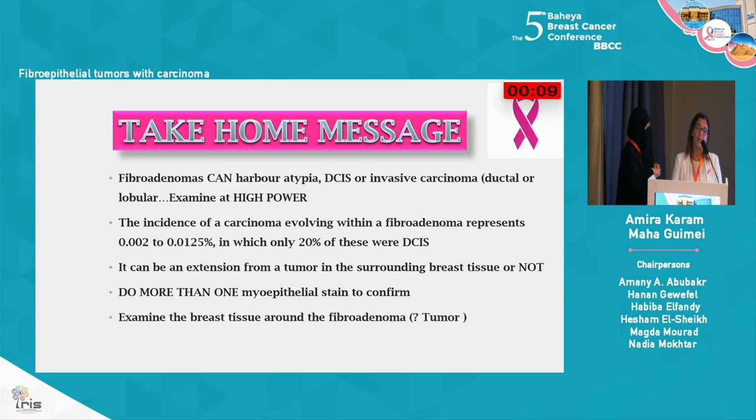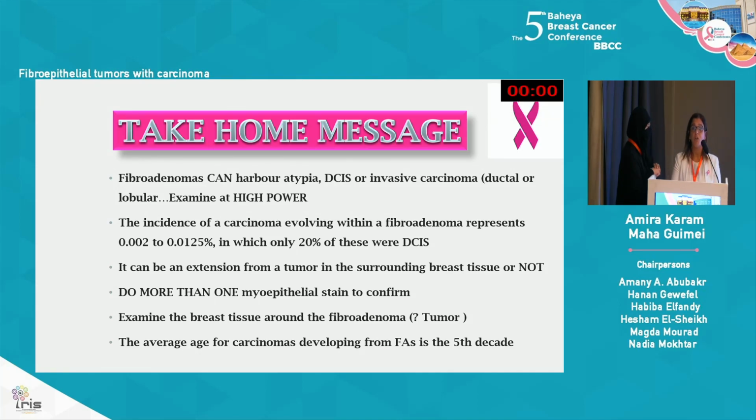Examine the breast tissue around the fibroadenoma. You might find something interesting like a tumor or DCIS. The average age for these carcinomas as reported in the literature is in the 5th decade, but the cases we had are much younger. They're 35 and 45. So it's pretty interesting to study.